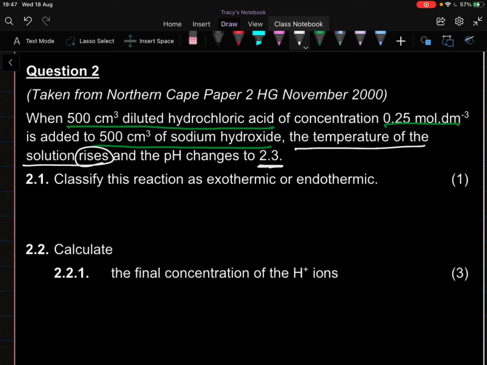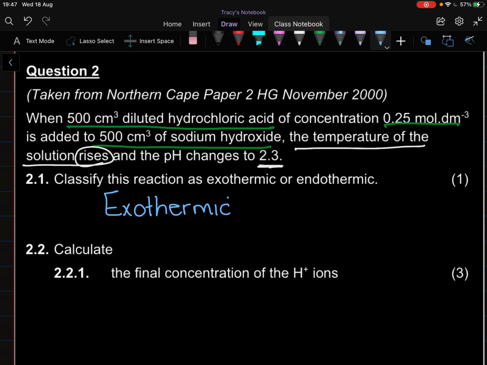First thing they ask you to do is classify this reaction as exothermic or endothermic. No reason needed. The temperature increased. That makes it exothermic. You feel it get hotter. If it gets hotter, it means it's exothermic.